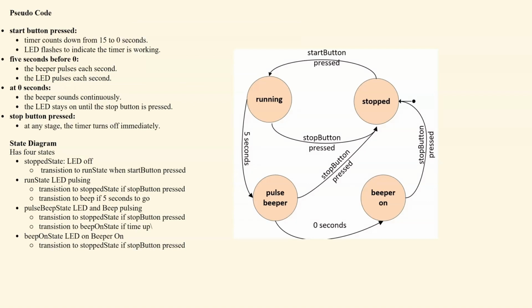I have looked at the problem. I have rewritten it using the pseudocode and the state diagram. We have 4 states: stopped, start button's pressed, we run the counter, 5 seconds to go, we pulse the beeper, 0 seconds, beeper is on, and we exit these states anytime the stop button is pressed. Now pause the video and try to write the C code from the state diagram.